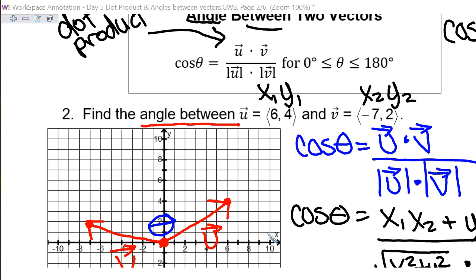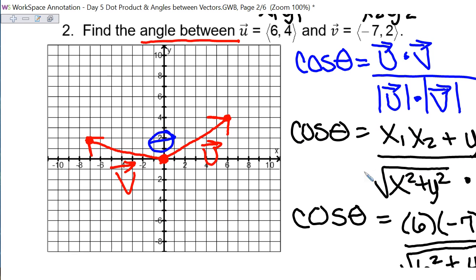Now the magnitude. The first one is going to be for vector U. For vector U, what is the x value? So this needs to be 6 squared plus, and for vector U, what is the y value? 4. So 6 squared plus 4 squared. And that needs to be multiplied by the magnitude of vector V. So for vector V, what is the x value? -7 squared. And what is the y value for vector V? 2. So 2 squared.